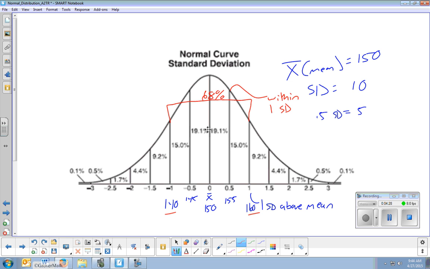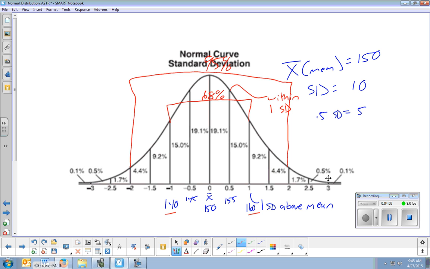So within one standard deviation is within the -1 and the +1, and that's 68% if you add all those up. Within two standard deviations would be the -2 to +2. That comes out to be about 95%. So 95% is within two standard deviations. So those come up a lot. Within three standard deviations is like 99.9.